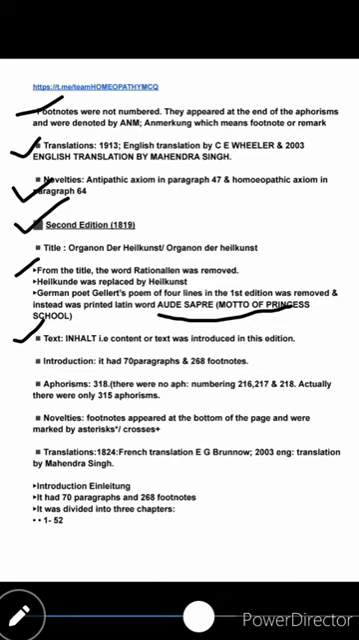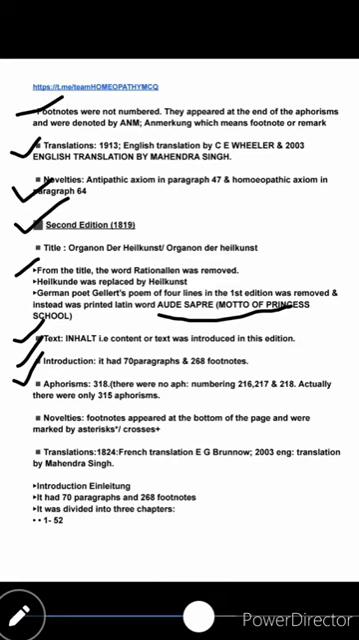The third edition, the Organon of Healing Art, text 10 pages. It had paragraphs and 266. It was 3 chapters: 1 to 53, 54 to 61 and 61. There were 300 aphorisms. Its footnotes were marked by numbers. There were 2 new aphorisms, 319 and 320.